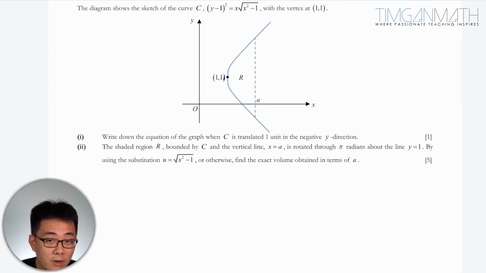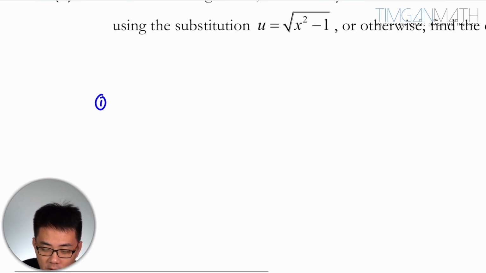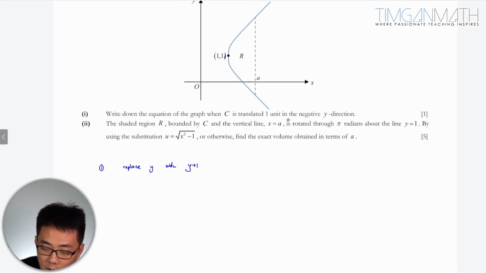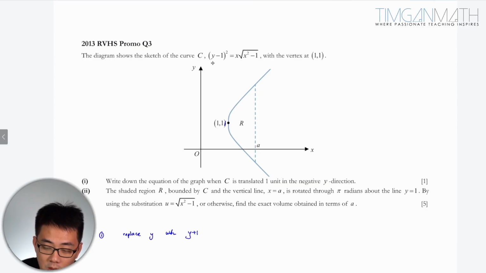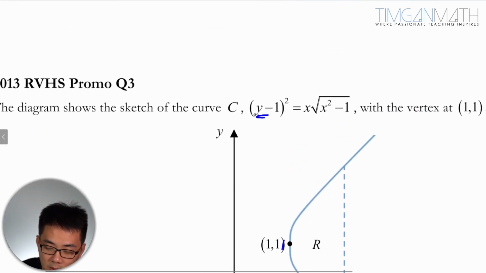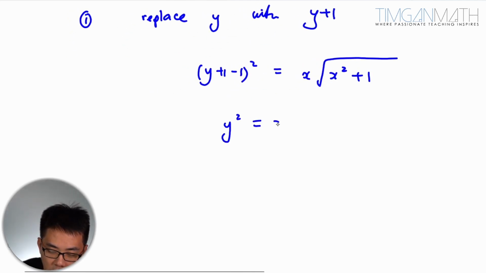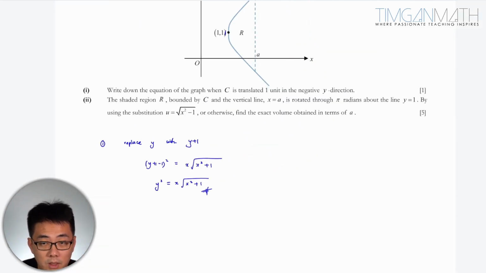Now we want the equation of the graph when C is translated 1 unit in the negative y direction. If you want to translate 1 unit in the negative y direction, just replace y with y plus 1. So this will be y plus 1 minus 1 squared equals the square root of x squared minus 1, which is y squared equals x squared minus 1. That's how you do the first part.